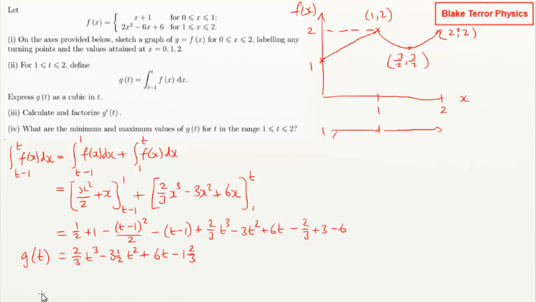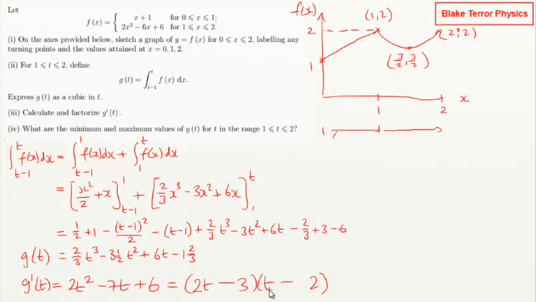And then calculate and factorize g dash. So g dash of t is going to be 2t squared. And then I'm going to have, that's 7 over 2 times 2, so minus 7t plus 6. So that factorizes quite nicely. It's going to be a 2t, I'm going to have a t. Which way round? I'm going to have the 2 here and the 3 there and make them both negatives. So that's come out all right.